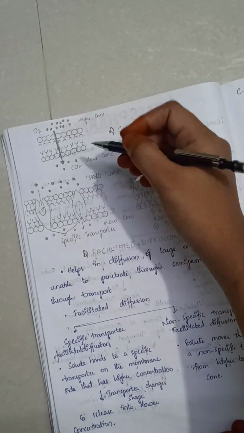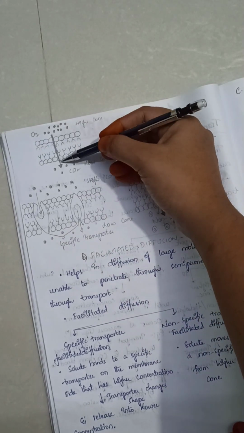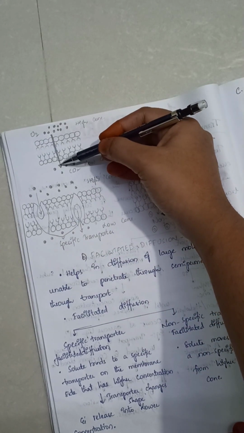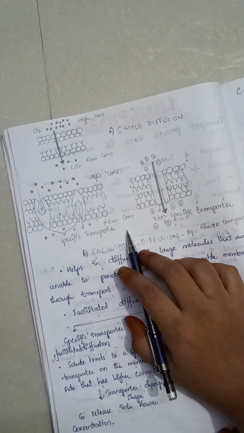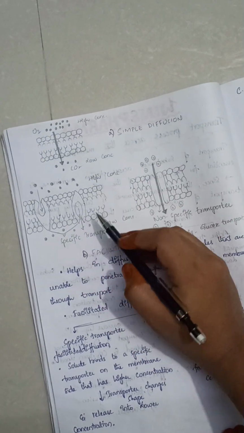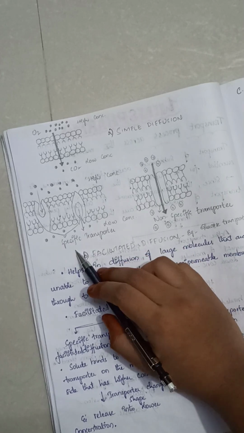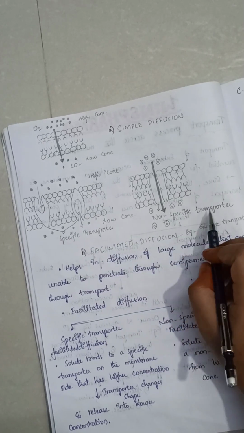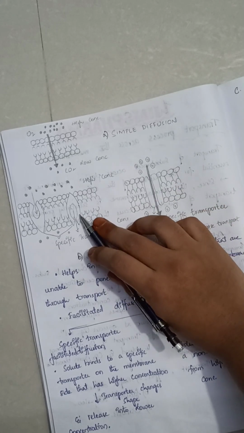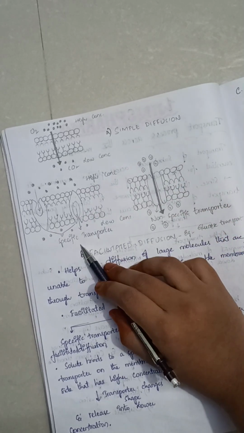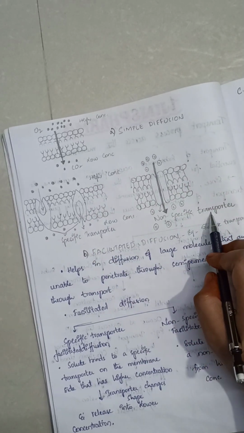Since they cannot pass through the wall directly, they will take help of some transporters, specific transporters or non-specific transporters. The macromolecules will take help of transporters like specific transporters or non-specific transporters.